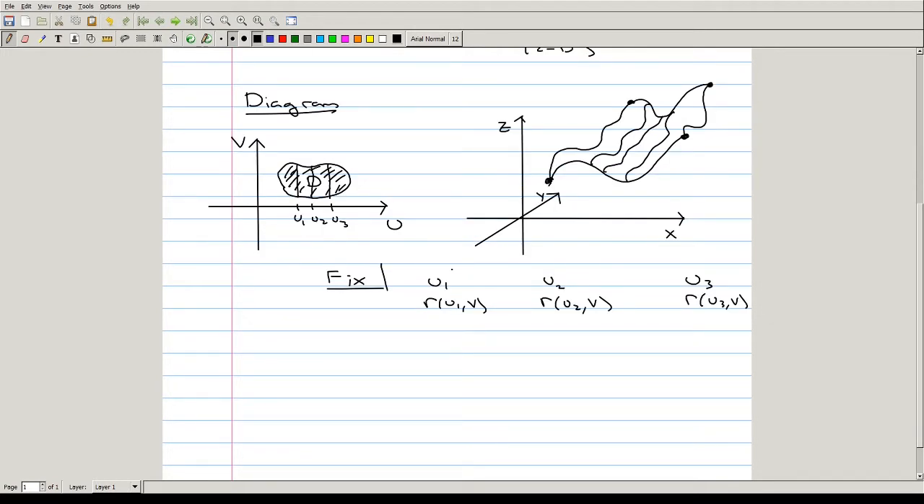And similarly, we can consider fixing three separate values of V. Sure enough, we'll get three separate parametric curves, R of U, V1, R of U, V2, and R of U, V3. Fixing these values corresponds to a whole number of points in the U direction, and sure enough, on the surface itself, we'll get a curve corresponding to V3, a curve corresponding to V1, and lastly some curve corresponding to V1 right here, and the middle one is, say, V3.